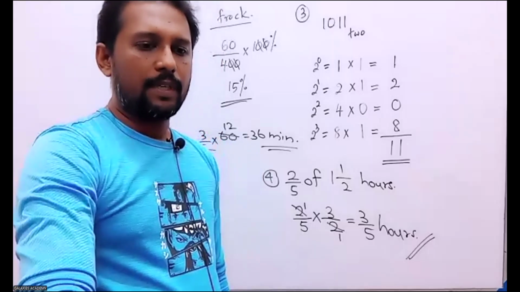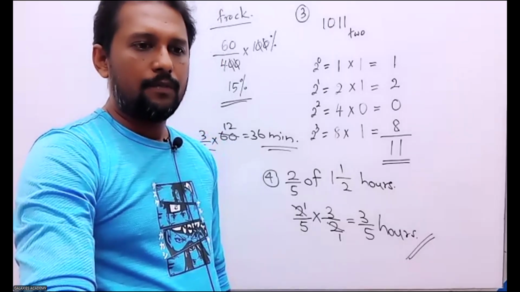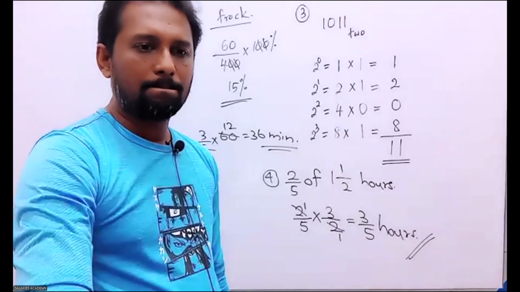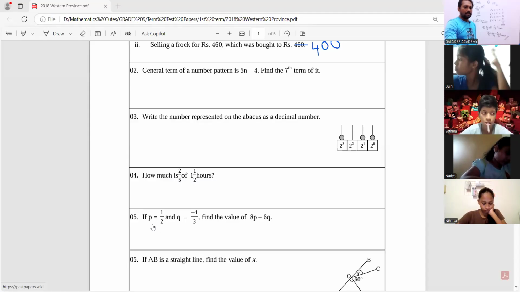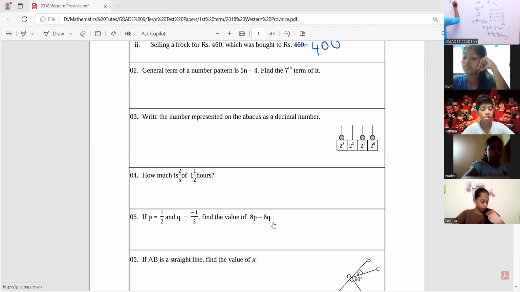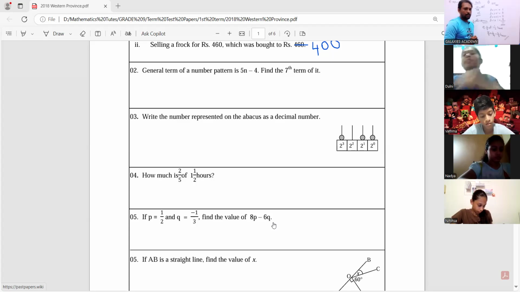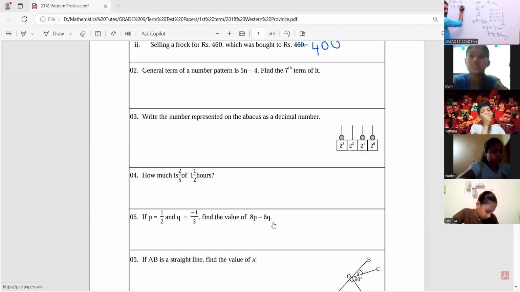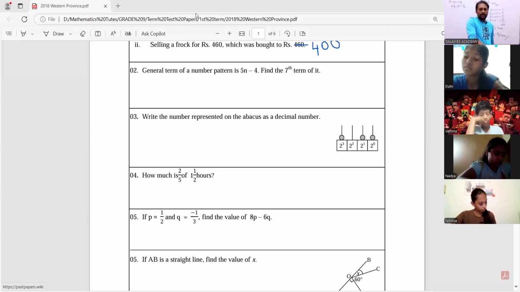Right, then let's go to question number 5. The algebraic expression given is 8p minus 6q. You have to substitute p equals 1 over 2 and q equals negative 1 over 3 into this algebraic expression.